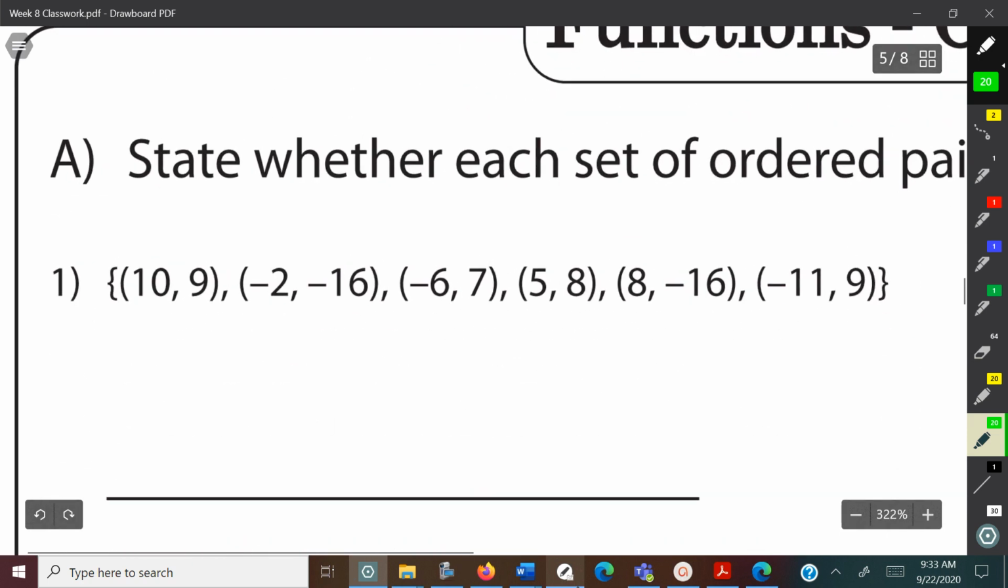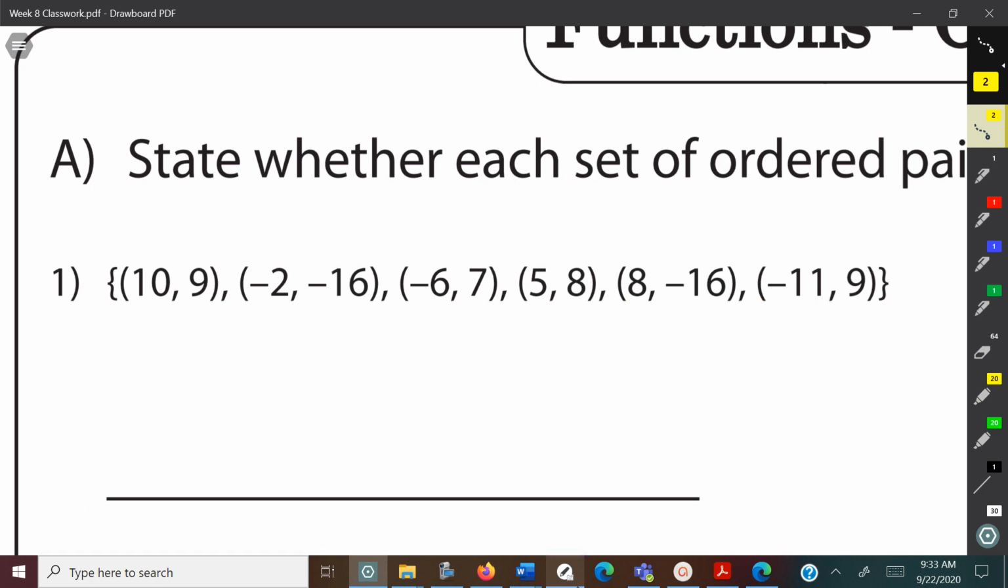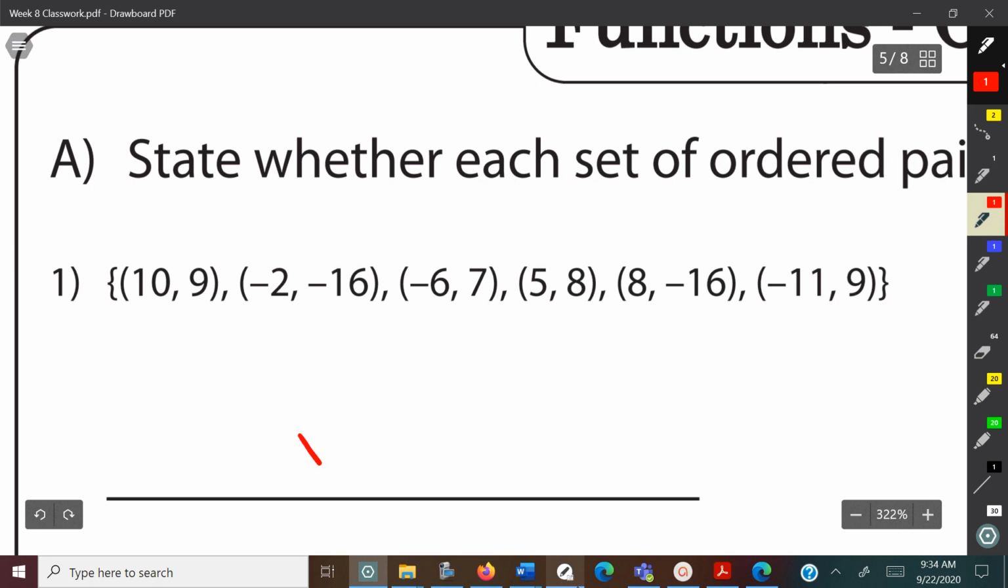Alright, so here in number one, we've got a question. We just need to determine yes or no, is it a function or is it not a function? And all we have to do is look at the x's. We've got 10, -2, -6, 5, 8, and -11. None of those are the same number. So as long as they're not the same number, and in turn having two y values, then it is a function.